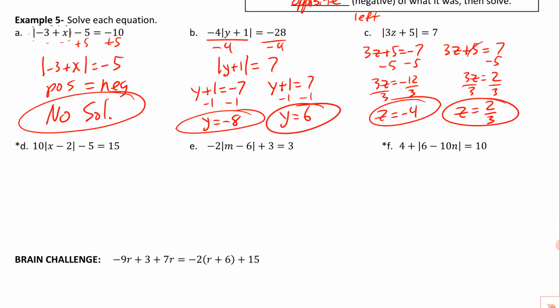You'll notice that a couple of these have asterisks on them, so we might want to be a little bit careful there. Let's take a look here. We need to isolate here, so we're going to, let's see, add 5.